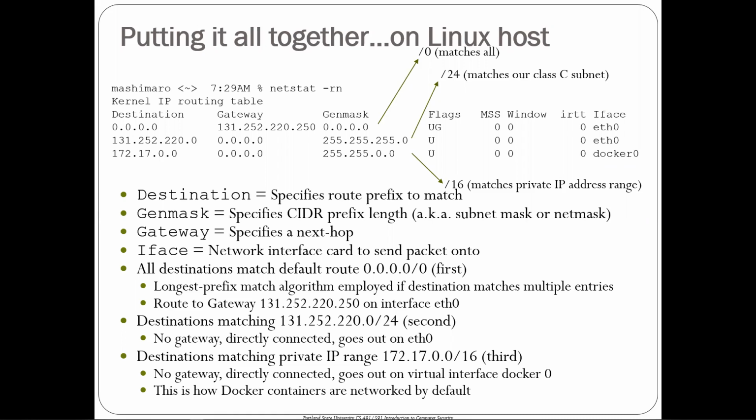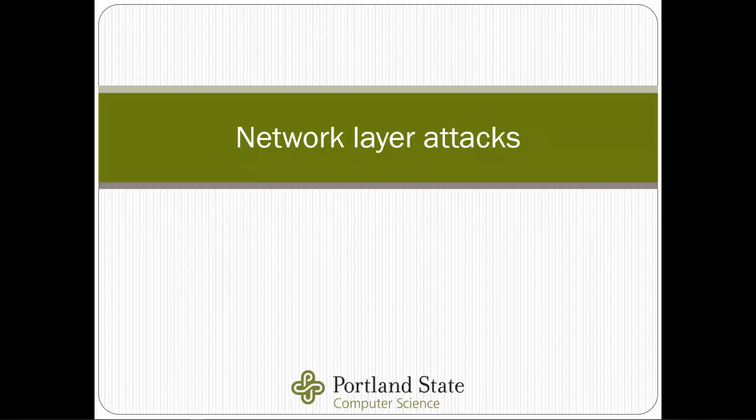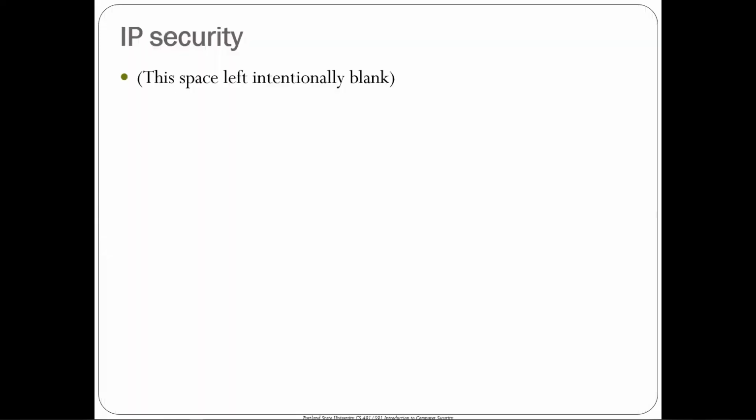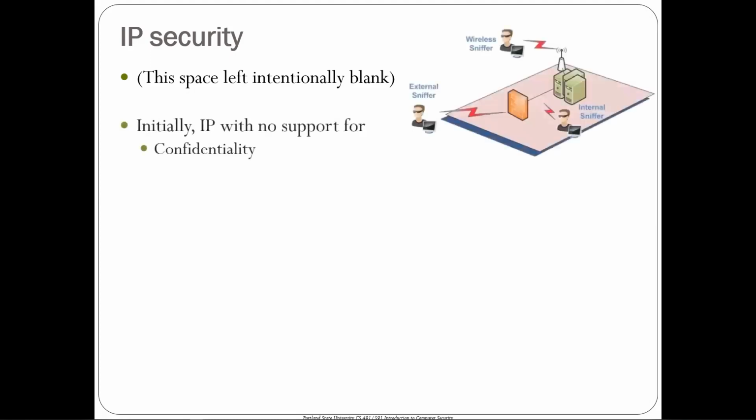Okay, so all of that gets us finally to some attacks. And so we'll start with some attacks. The first thing I want to talk about is the IP security model. And then this is blank, because there wasn't one. This is all being bolted on after the fact. And so we talk about the CIA principles.